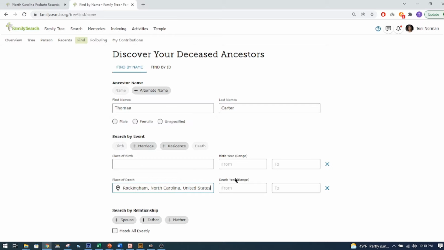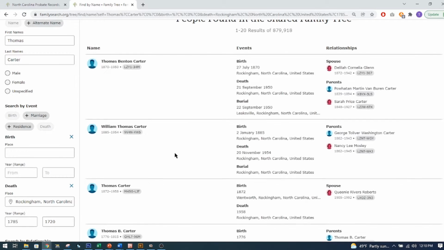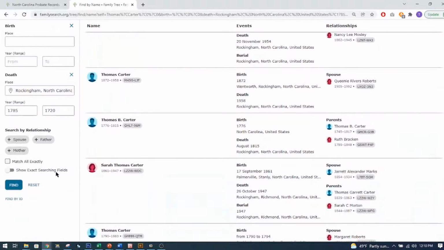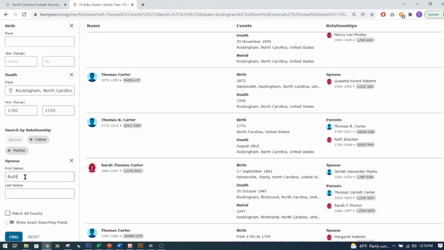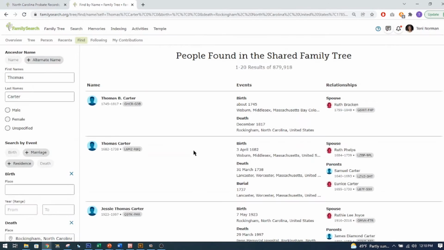Okay, and then I'm going to put a time frame, 1785, that was the beginning of that county, to 1720, and see if I can find anybody that... Okay, the other thing I can do is to put in a spouse, put in Ruth. I can't remember if I found him when I looked him up. I tried to look him up, but I may not have found him.